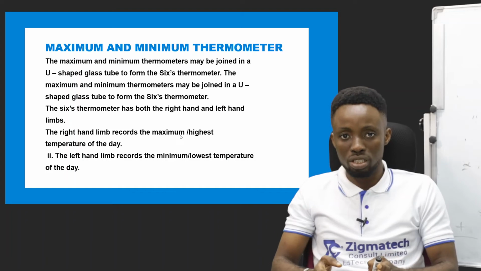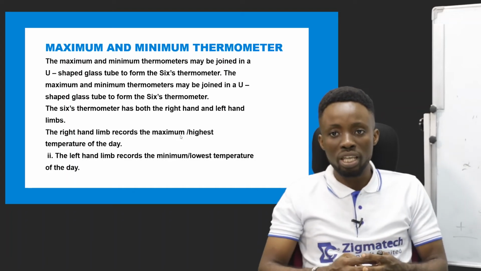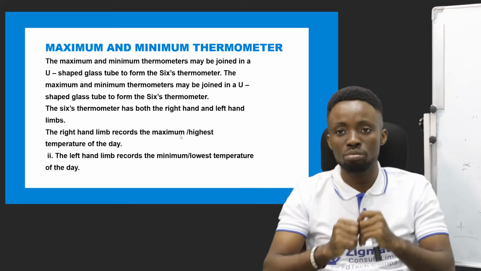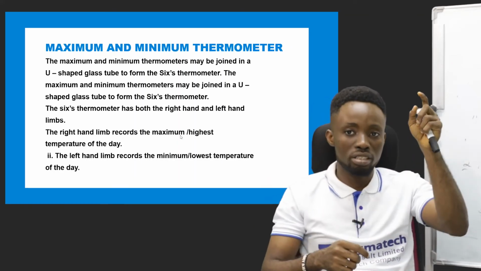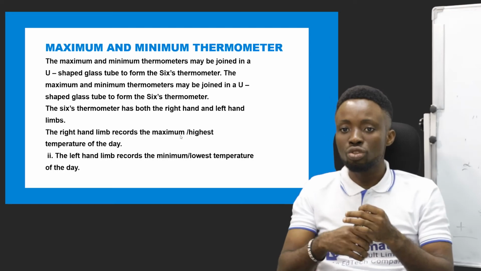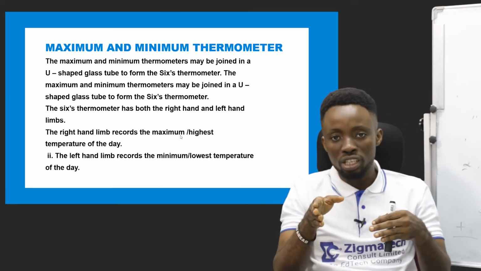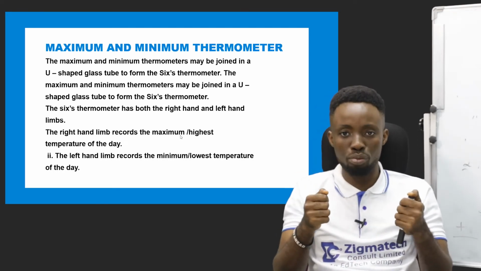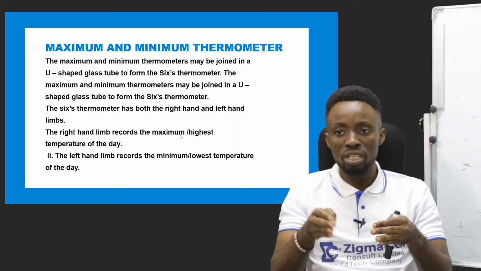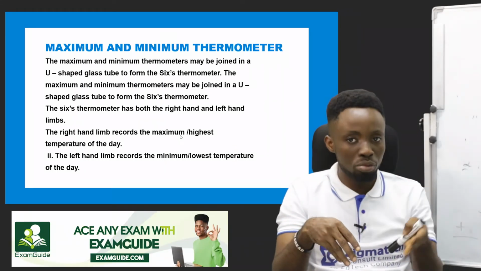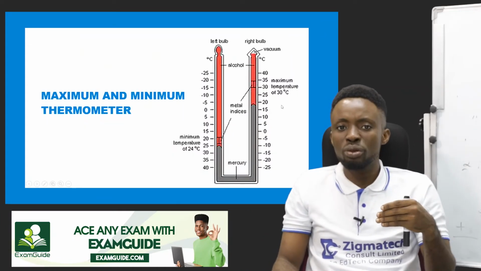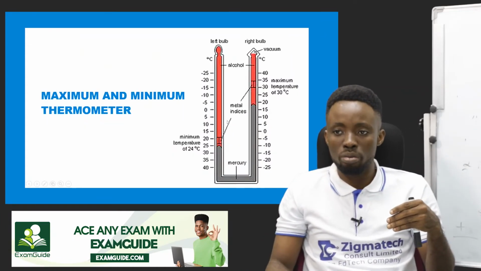And we're going to look at how the Six's thermometer looks. Now the Six's thermometer is in the form of a U shape. There is a U-shaped glass tube which has the maximum on one side and the minimum on the other side. So the right hand side of the thermometer measures the highest temperature, while the left hand side measures the lowest temperature. That is the maximum temperature and the minimum temperature of the day. So as you can see, this is a typical example of what the Six's thermometer is.